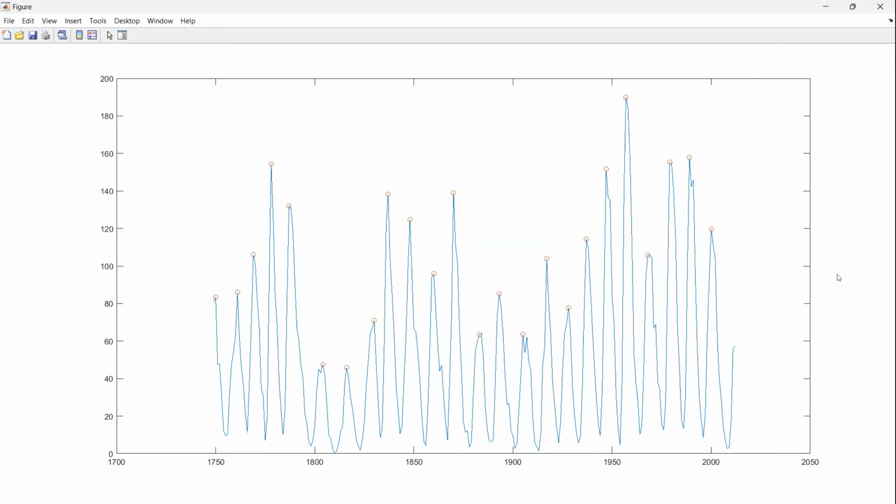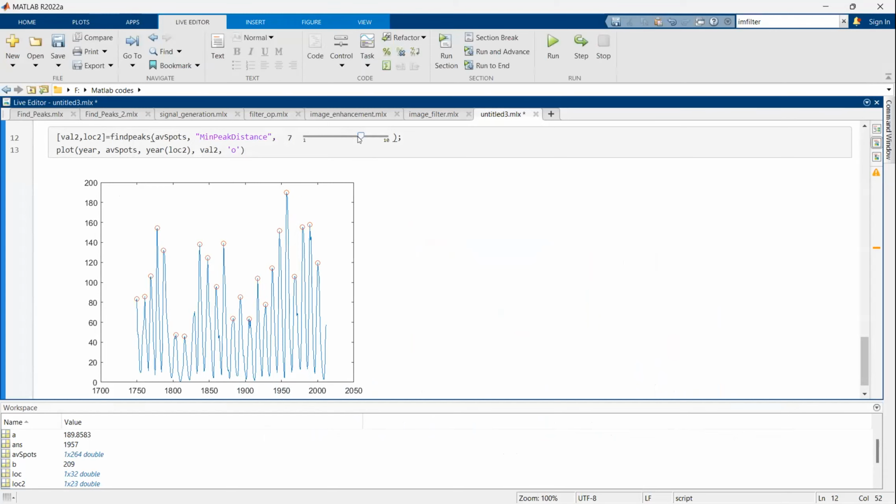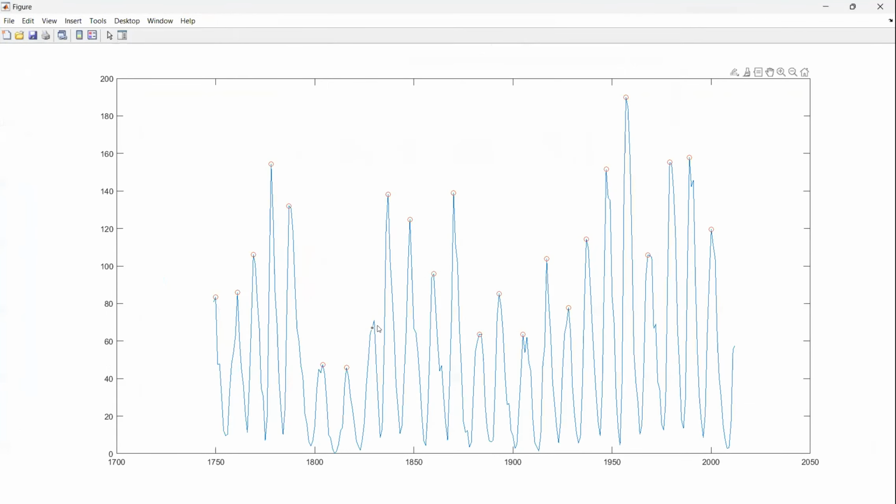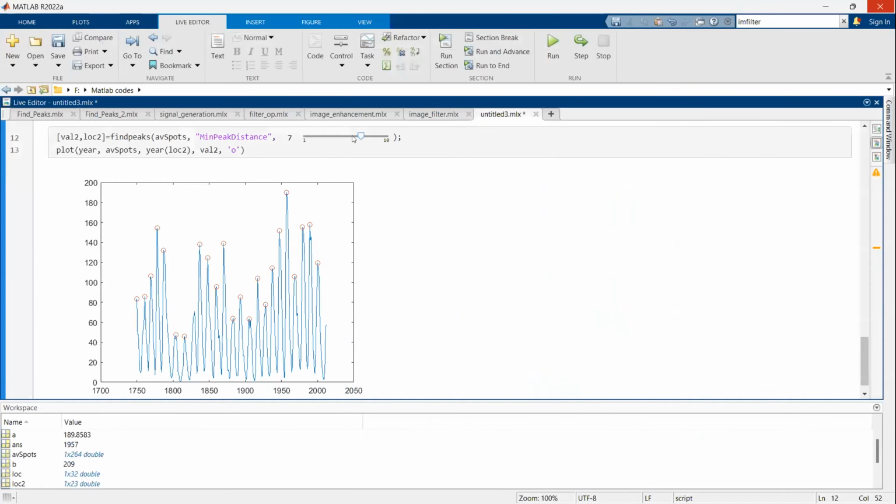You see, like this way. Now, what if I increase a little bit, to 7? This one is gone, right? So something has to be done manually. So 6 is the most appropriate value.